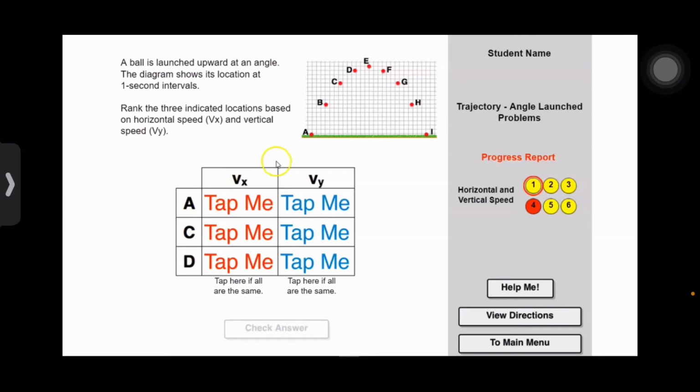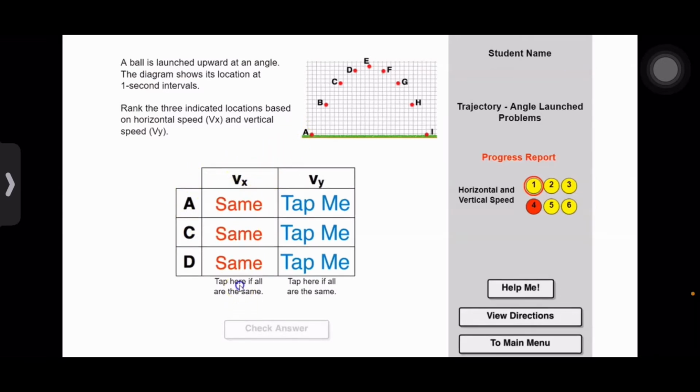We know that horizontal speed is always going to be constant, so they're all going to be the same. That's just how it is, because gravity does not affect the horizontal side of the trajectory, so it's always going to be the same from the initial to the final.